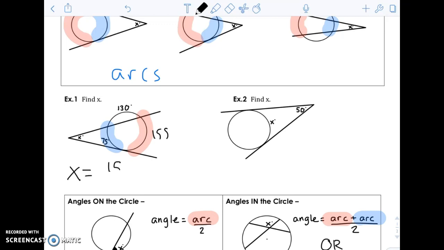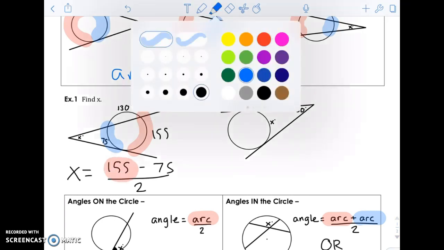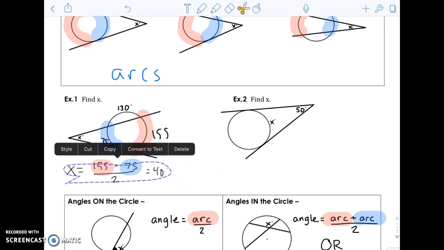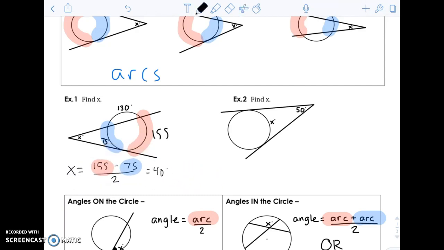So now that we know that's 155 degrees, we can now say that the angle will equal the big arc minus the small arc divided by 2. Again, big arc minus small arc divided by 2. Once you do this, I believe your answer turns into 40 degrees. Taking a look at the next problem. On your next problem, you have to find this arc, which is the small arc. You are given the angle this time, so it's a little bit different.